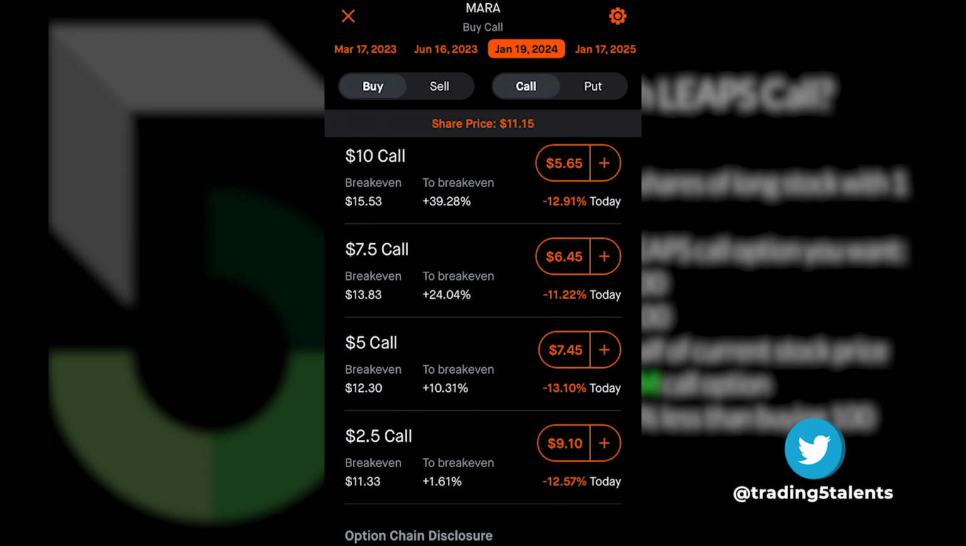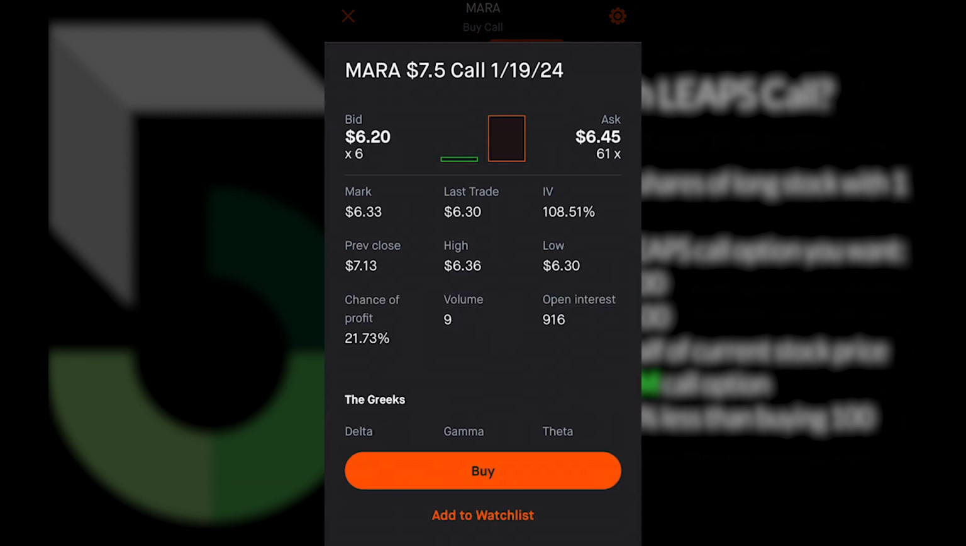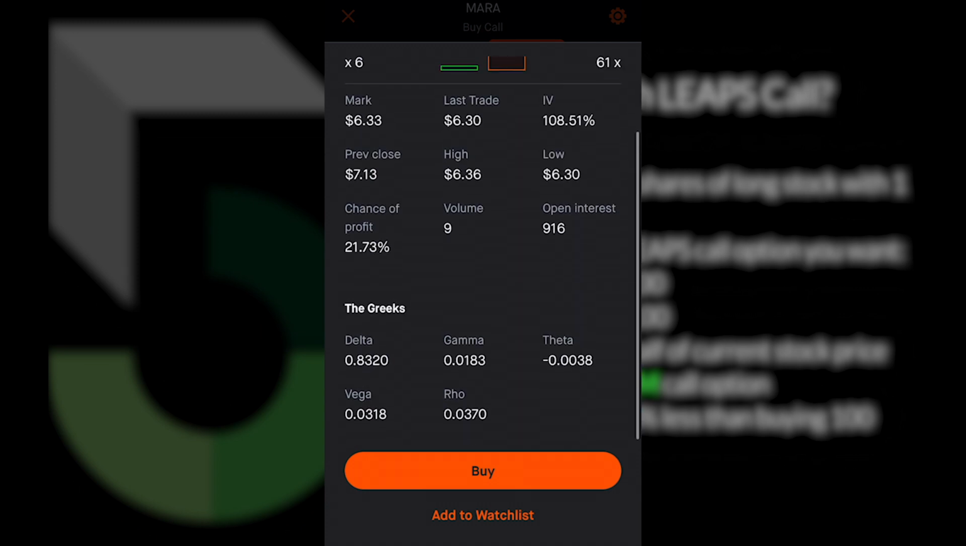So maybe this is the ideal call option that you'd want to purchase if you're doing this replacement strategy. Let's look at the 7.5 call, because you can see it's only $645. If we tap on the 7.5 call, you can see the theta again is down to almost 0, so maybe a half a penny a day. And the delta is 83 though.